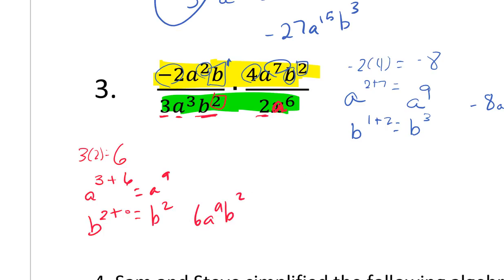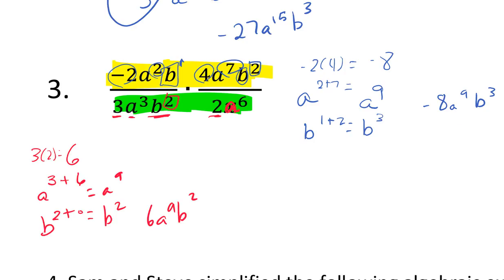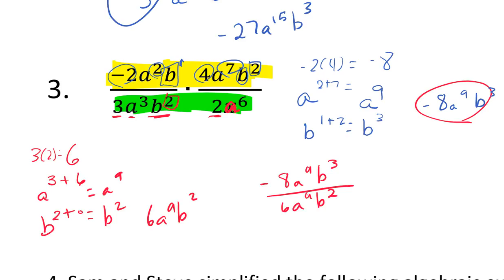Put it all together. If you remember from the top, we had -8, a to the 9th, b cubed, over 6, a to the 9th, b squared. So we can do -8 over 6. That's going to reduce by 2. So we're going to divide that by 2, divide that by 2. You're going to get -4 over 3.